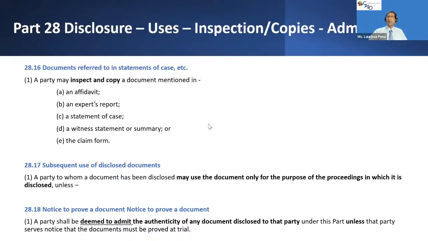In addition, disclosure has uses. Well, of course, you can inspect it and take copies. You can use the documents only for the purpose of the proceedings. But very importantly, once a document is disclosed, there is a presumption of admission of authenticity unless you file a notice saying otherwise. So once you disclose your document, unless the party says otherwise, that document is authentic. And therefore, there's no need to prove it, because the authenticity is admitted, it's an admission.